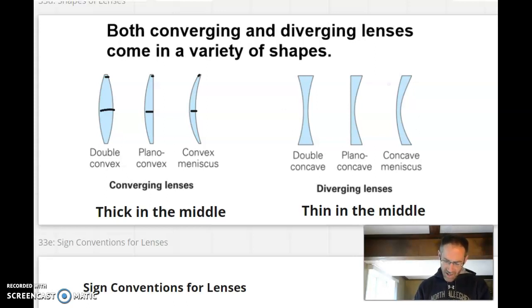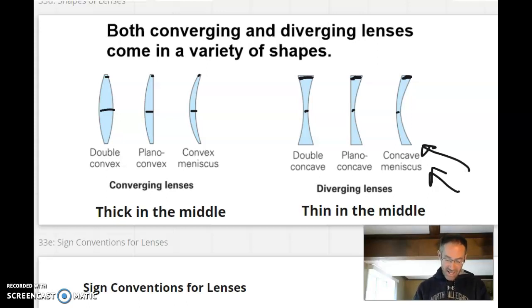These, on the other hand, are thinner in the middle than they are on the edge, and that makes these diverging lenses. Thin in the middle, thicker on the edge. In fact, if you're a contact lens wearer and you're a teenager, chances are this is what you have. If you are an eyeglass wearer and you're a teenager, chances are this is what you have.